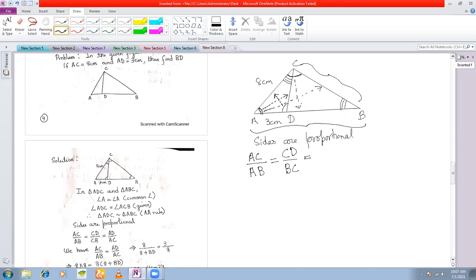And finally, you have the third angle in the smaller triangle. Opposite to this angle is the side AD. We write AD divided by, and in the bigger triangle, then opposite to this angle, you have the side AC. So now this is done. Okay, we have written the proportional sides.